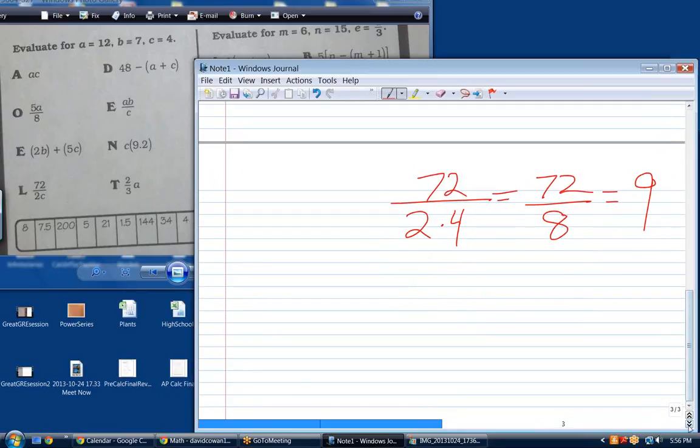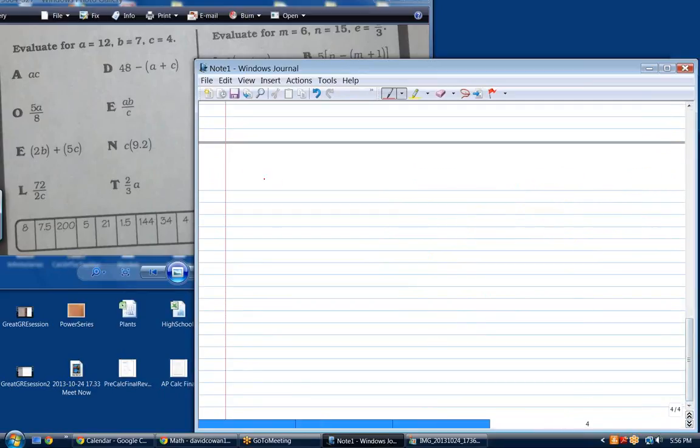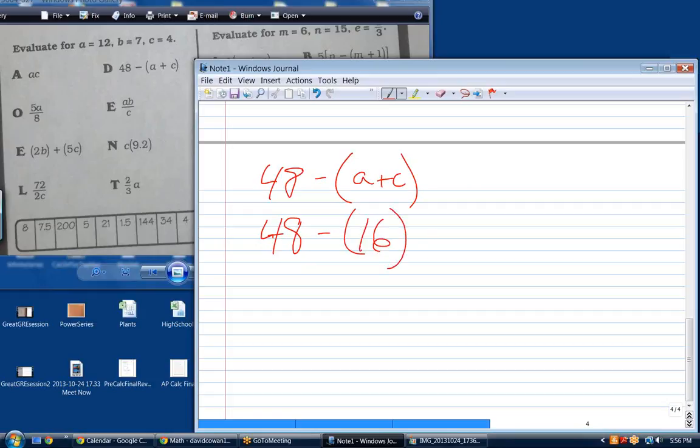To simplify: what's 48 minus a plus c? You could do 48 minus 12 plus 4, which would be 48 minus 16, and then you just do that. Okay, what's that? 32. Good. Did you do that on paper or in your head? On paper. Okay.